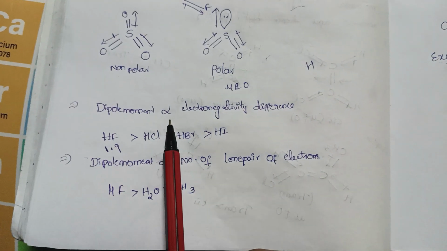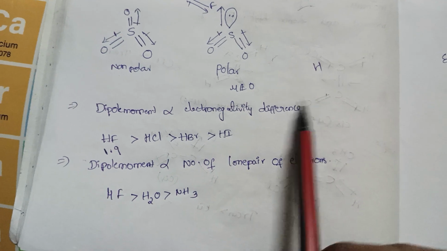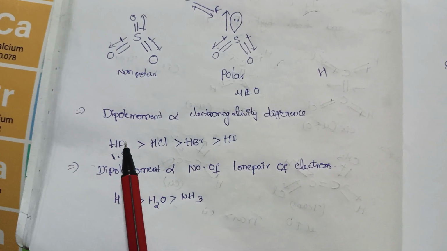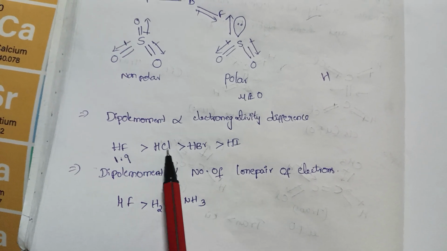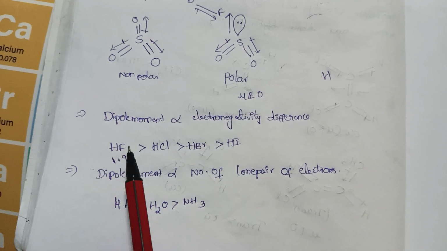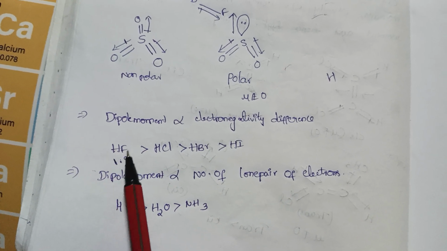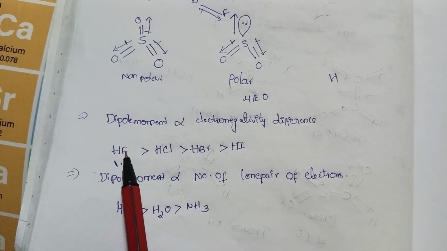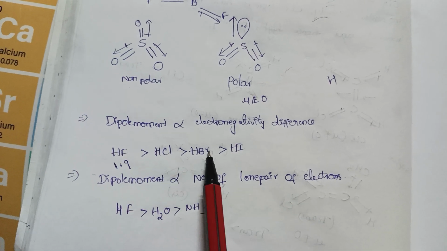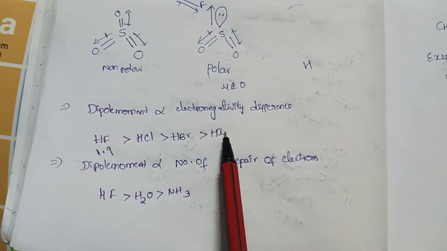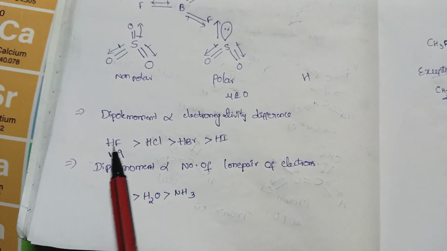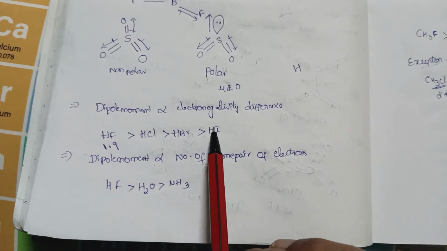Dipole moment is directly proportional to electronegativity difference. Fluorine is more electronegative than chlorine. Chlorine is more electronegative than bromine. So the electronegativity difference is more for the HF molecule, then HCl, then HBr and HI. So dipole moment is more for HF than others.